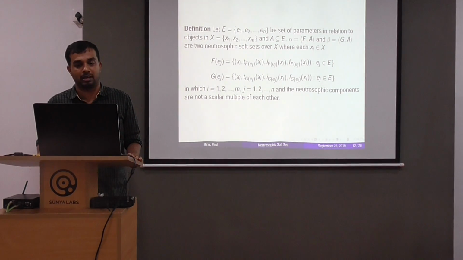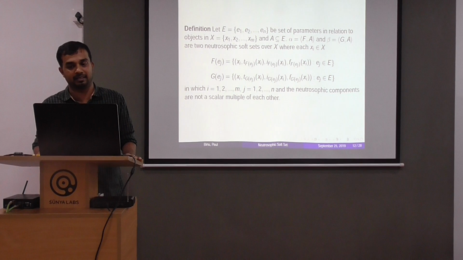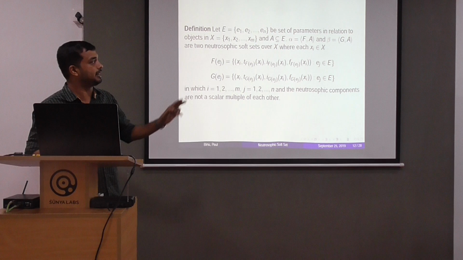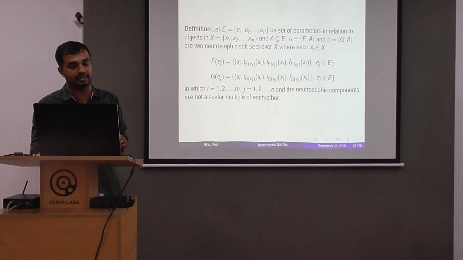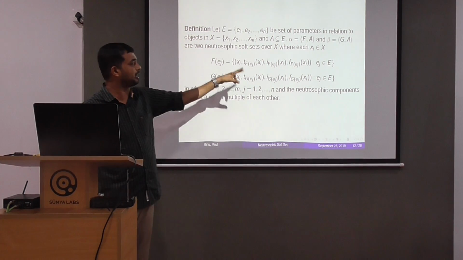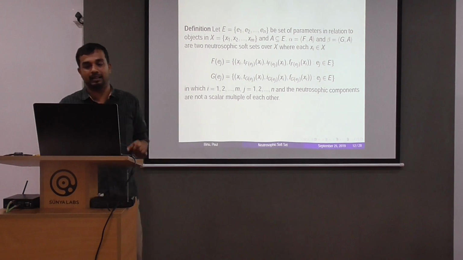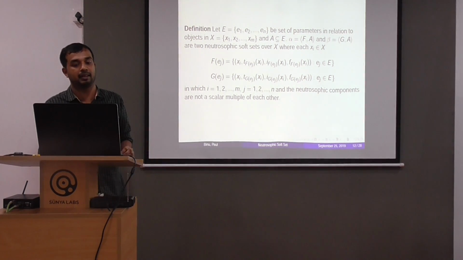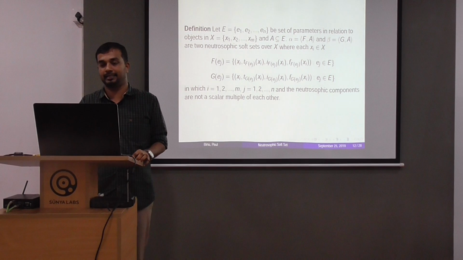Let E is equal to E1, E2, up to En be a set of parameters in relation to the objects in X. Then A is a subset of E. Let alpha and beta be two Neutrosophic subsets. It is denoted by the three components. Then one important condition is that the Neutrosophic components are not scalar multiples of each other.